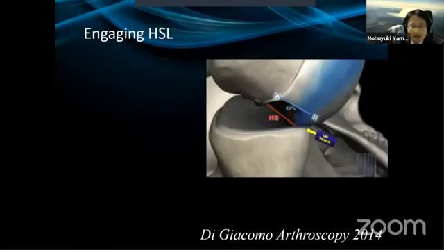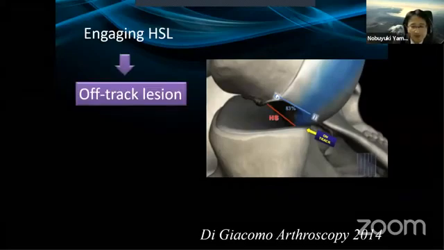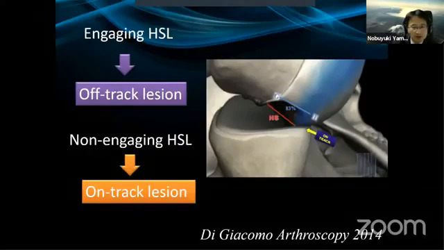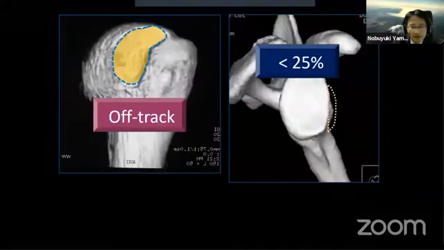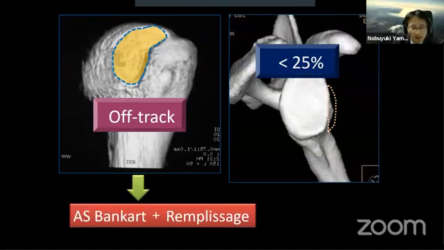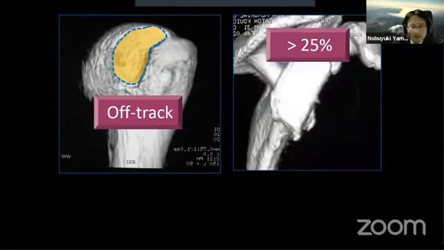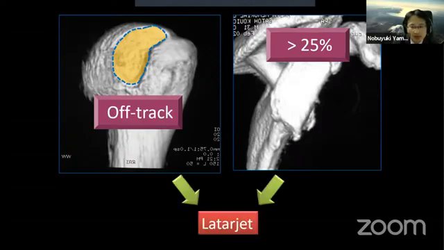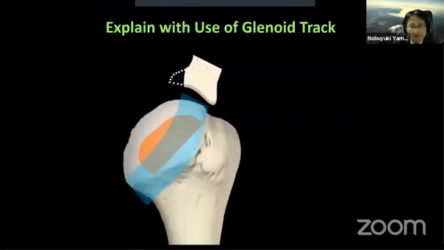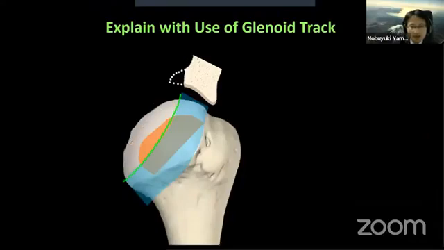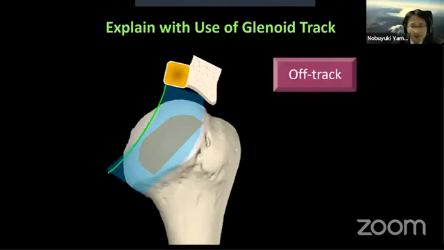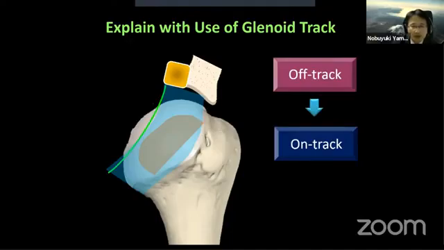My friend Giovanni Di Giacomo named the engaging Hill-Sachs lesion the off-track lesion, and the non-engaging Hill-Sachs lesion the on-track lesion. If the Hill-Sachs lesion is an off-track lesion and the glenoid defect is small, arthroscopic Bankart repair and remplissage should be performed. However, if both lesions are big, an off-track lesion and a defect greater than 25%, bone grafting such as the Latarjet procedure should be chosen. We can explain this with the glenoid track concept. This Hill-Sachs lesion is an off-track lesion, but after bone grafting, the glenoid track width increases. So performing bone grafting made an off-track lesion into an on-track lesion.